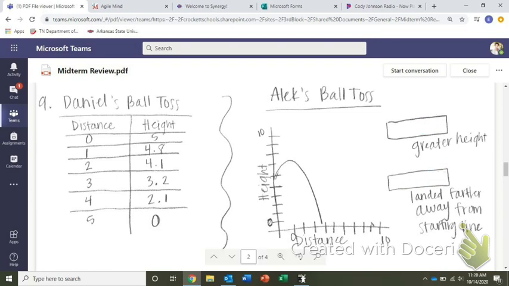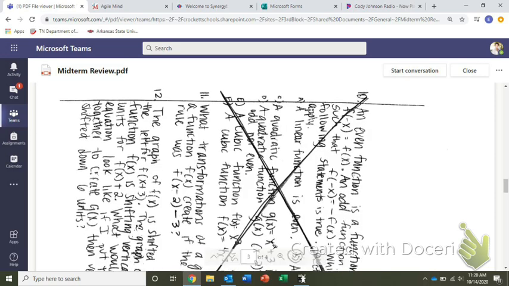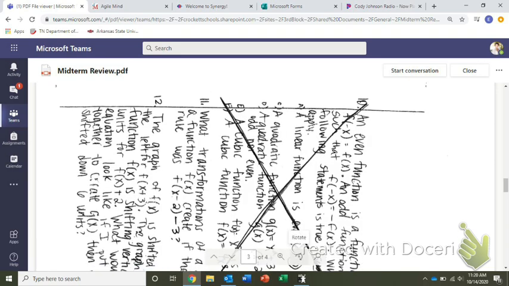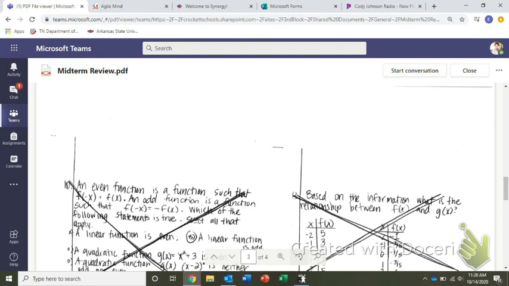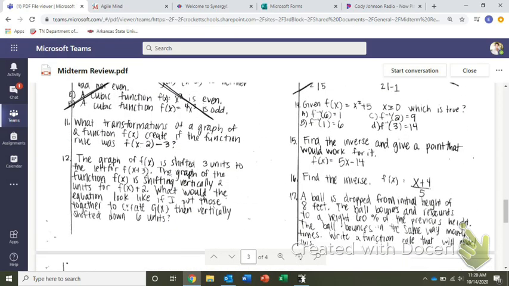We are skipping number 10. I marked it out on your paper. I wonder if we can rotate this. Oh, there we go. All right.